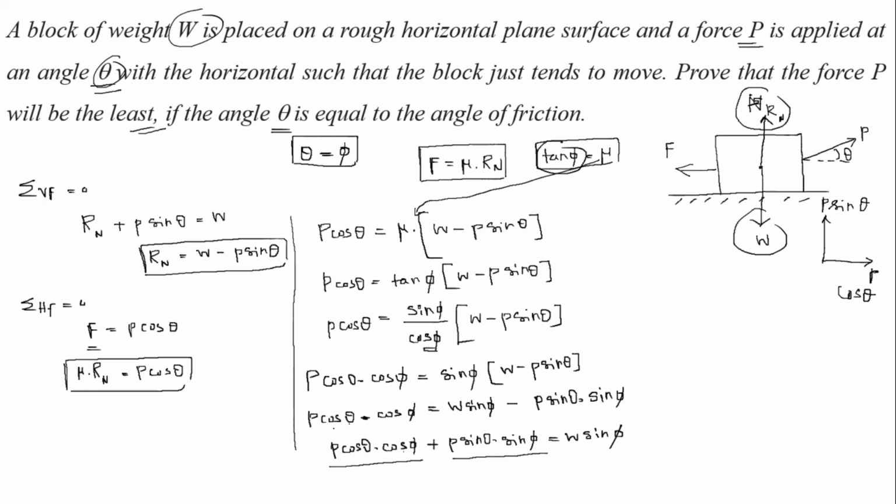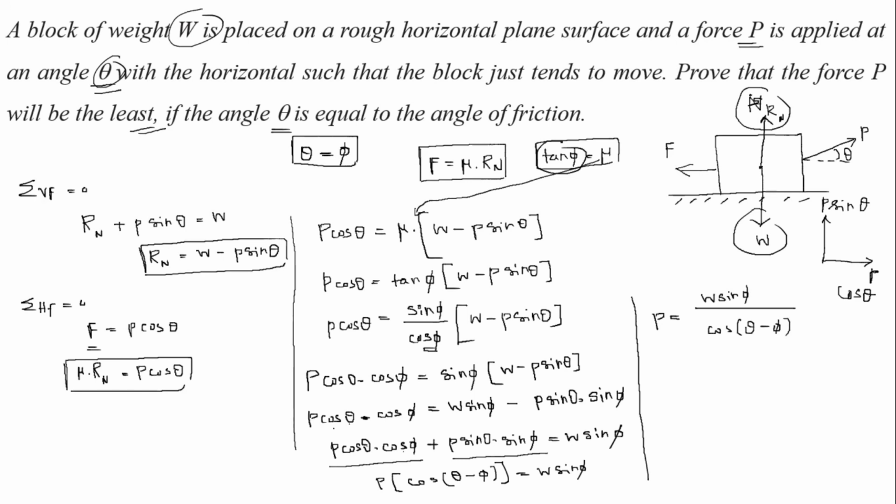cos A cos B plus sin A sin B is equal to cos(A minus B), right. So P into cos(theta minus phi) is equal to W sin phi, right. Now what is the value of P? P is equal to W sin phi divided by cos(theta minus phi), right.